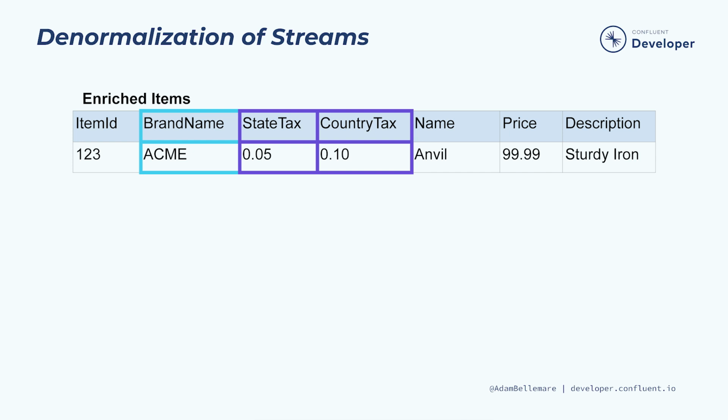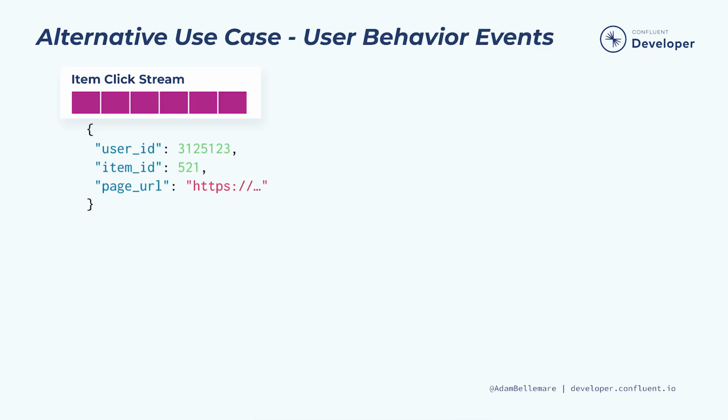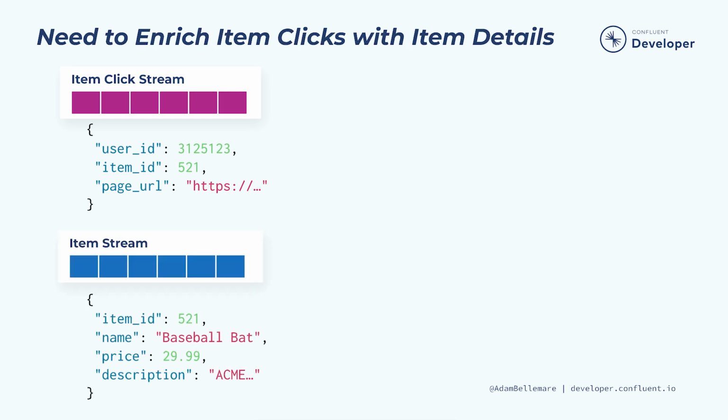It's also important to note that not all events will be sourced from the same system, and so denormalization at the producer that we'll see in the next section won't always be possible. In this example, we have a stream of item click events exhibiting user behavior. Note that this event doesn't contain the richer item information, such as the name, or the price, or the description. The item information is in a separate event stream that is published by another system.